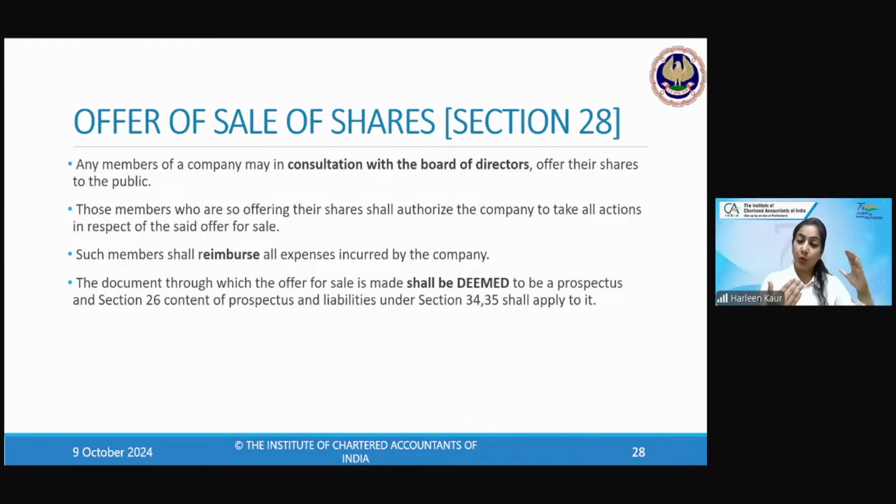The shareholder says, you sell my shares. He is using the company to sell his shares to the public, and whatever expenditures are incurred by the company, the shareholder will reimburse. Now, the document the company will use to make the offer for sale to the public, that document shall be deemed to be what do you think? The document through which the offer for sale is being made shall be deemed to be, you have to tell me. You have been listening to me since 6 p.m. Now you have to tell me.